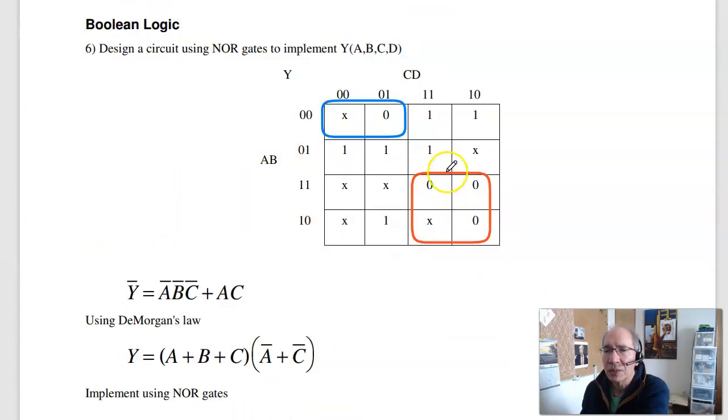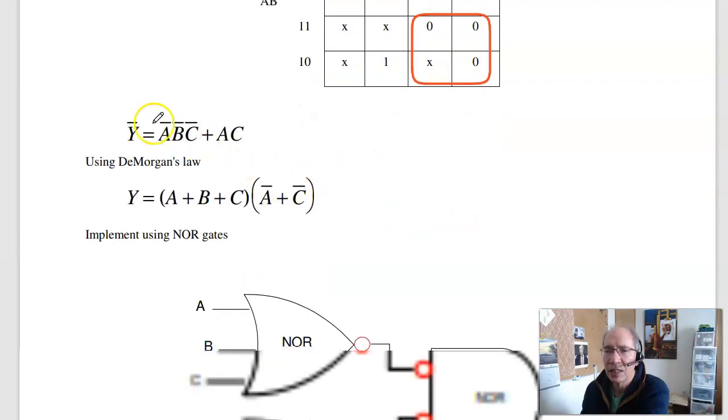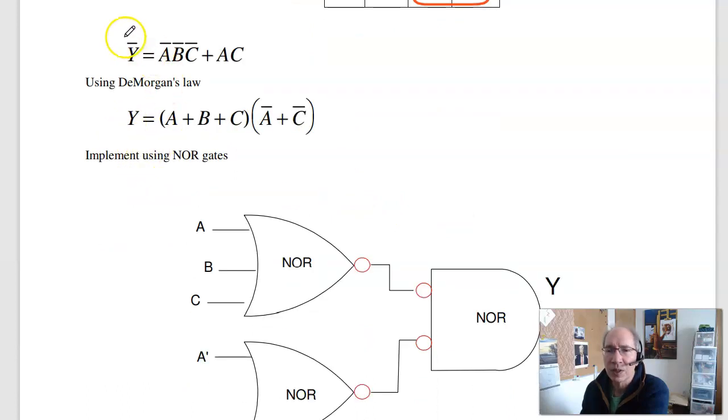And the last one, Boolean logic. To do NOR gates, you circle the zeros. So here's one group of zeros, there's another. This logic is A bar, B bar, C bar, or AC. I circle the zeros, so that's Y bar. Now use De Morgan's law. Negate both sides. Not Y gives you Y. Not A bar, B bar, C bar gives you A or B or C, and or becomes and, flip the signs. A and C becomes A bar or C bar.